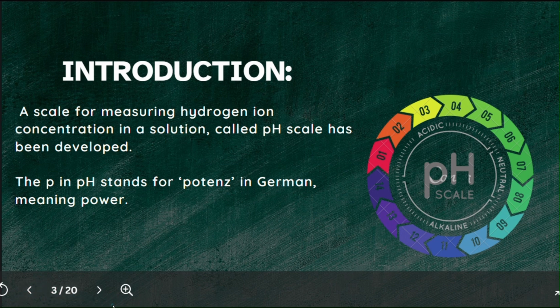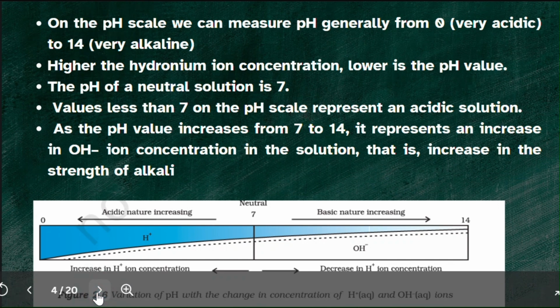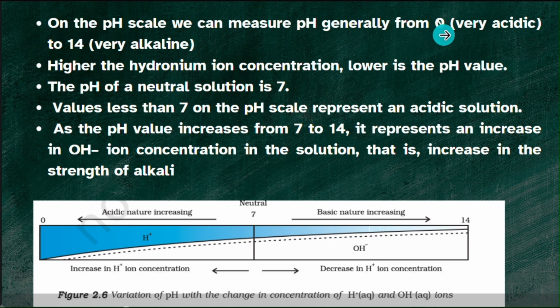A scale used for measuring hydrogen ion concentration in a solution is called a pH scale. The P in pH stands for Potenz in German, meaning power. On the pH scale, we can measure pH generally from 0, which is very acidic, to 14, very alkaline. The higher the hydronium ion concentration, the lower the pH value.